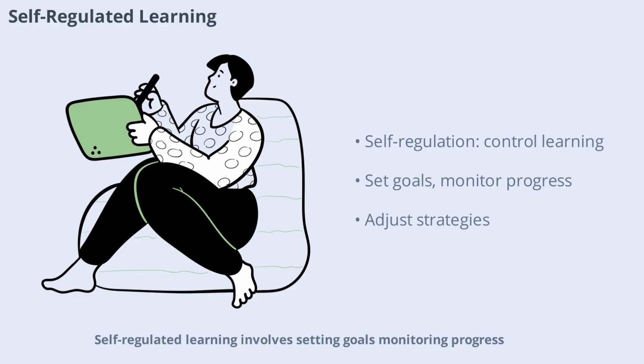Self-regulated learning involves setting goals, monitoring progress, and adjusting strategies to achieve success. Cognitive theories emphasize the importance of self-regulation for effective learning and memory. Learners who practice self-regulation are more likely to persist through challenges and achieve their goals. Teachers can support self-regulation by teaching goal setting, time management, and reflection skills.